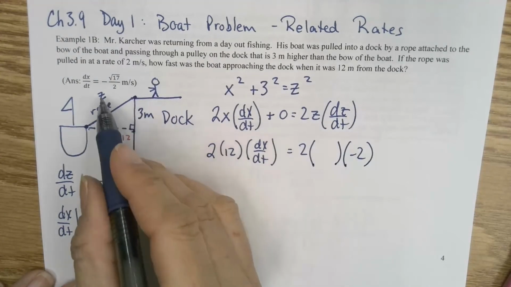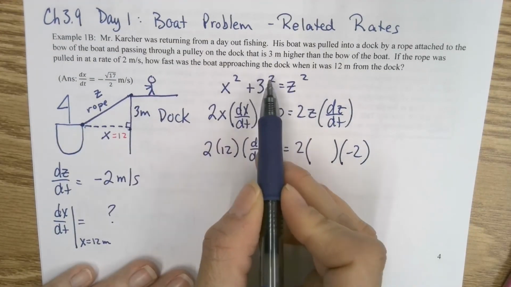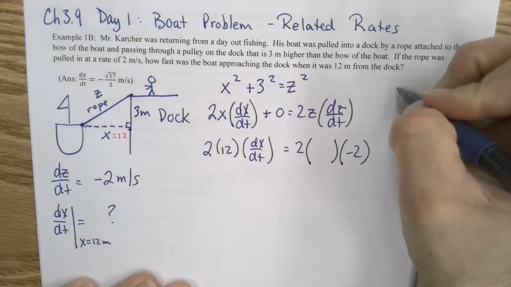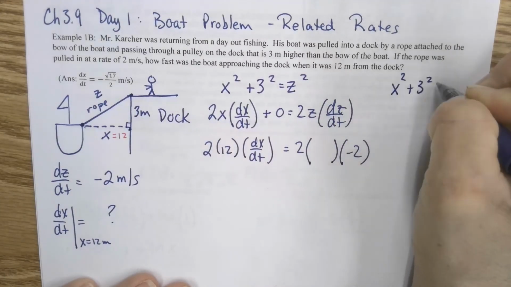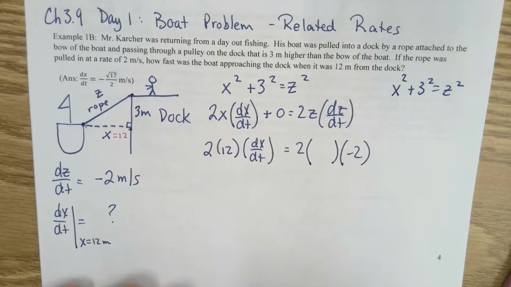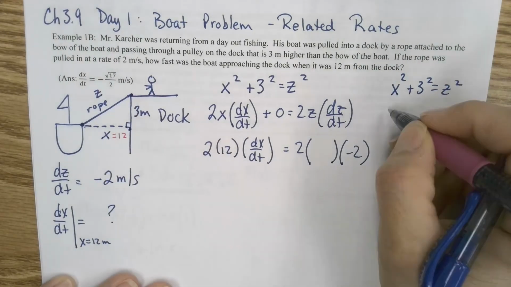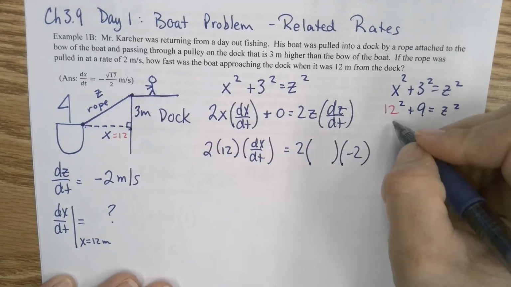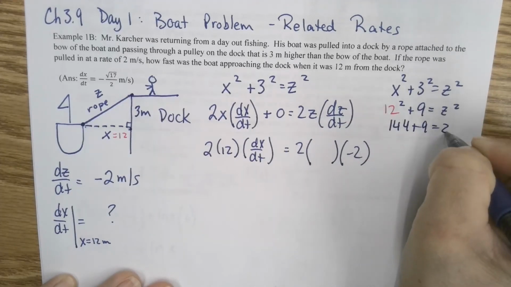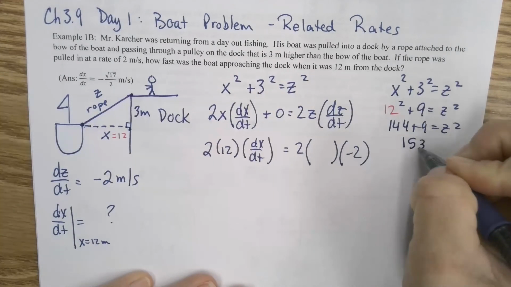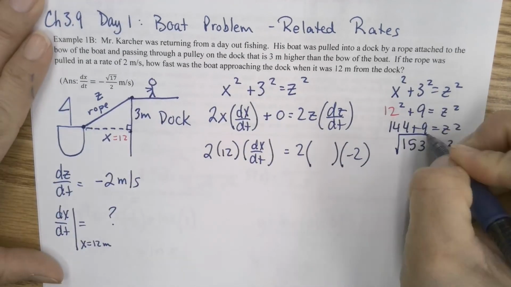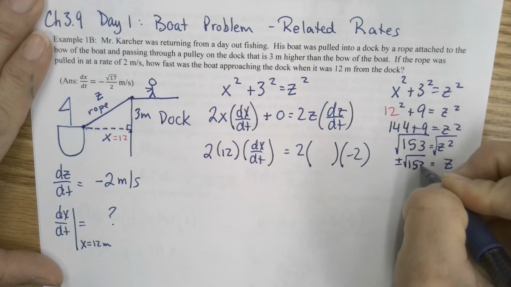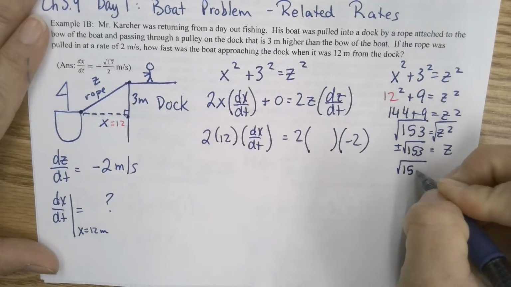So we're going to use Pythagorean theorem again. I basically use this Pythagorean theorem once to implicitly differentiate it and generate rates. And I'm going to use it again for a very specific instant in time. And at that instant, they're telling me x is 12. So we've got a 12 right here. So 12 squared plus 9 equals z squared. So that's 144 plus 9. So that's going to be 153. And when I take the square root of both sides, we get plus or minus square root of 153, but we know we're not working with negative distances, so we can just focus on the positive square root of 153.